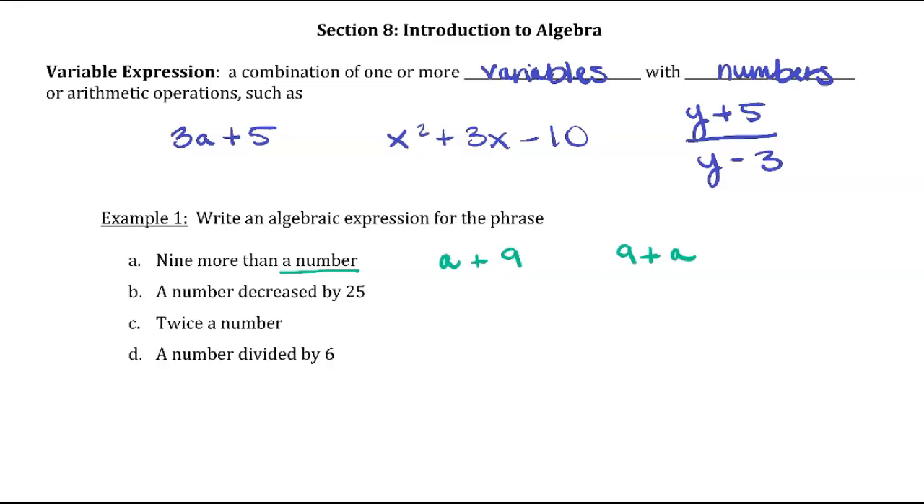Let's look at D. This time I have a number divided by 6. Again, here's that number that I don't know what it is. It's a variable. So maybe this time I'll use an x. And I need that number x divided by 6. So I might write it as x over 6 or x divided by 6. I could also write this with a different division symbol, but we won't use that notation very much in this class. Let's go on to example 2, where we will start evaluating algebraic expressions.